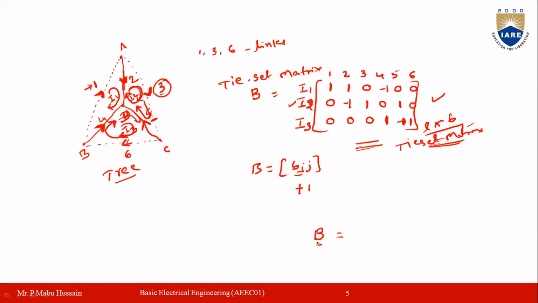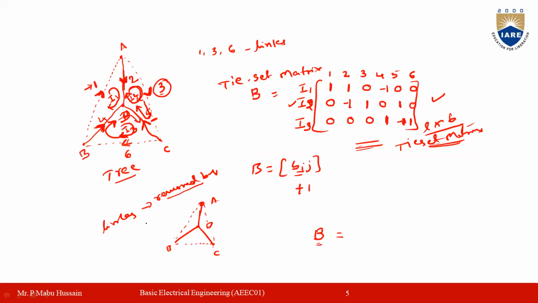To form a tie set matrix, first you have to select one tree. A tree has all the nodes, but no closed path. The removed branches are called the links, so links are the branches removed while forming the tree. If you add one removed branch, you get one closed path. If you add another link, you will get another loop. So however many links there are, that many loops there will be, and that many loop currents you can assume.